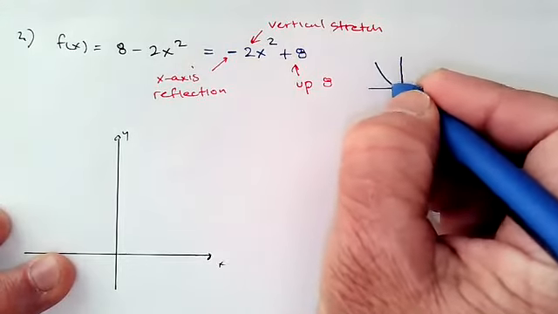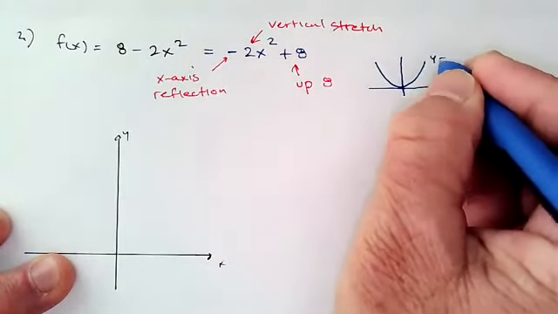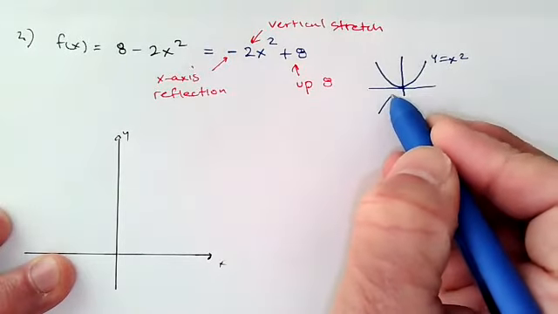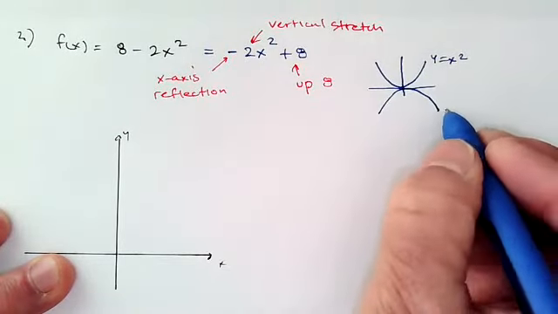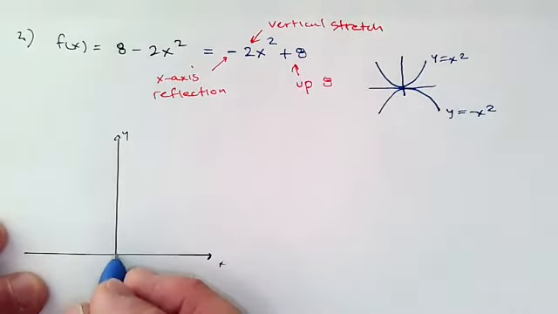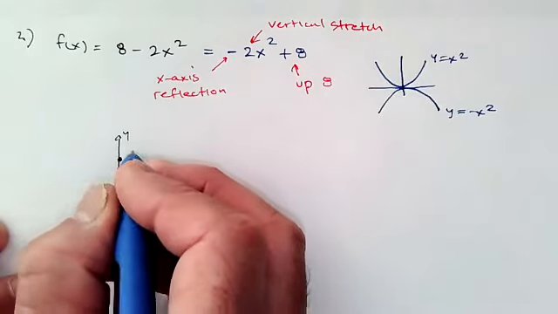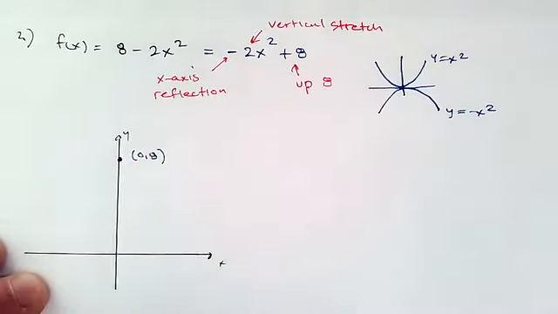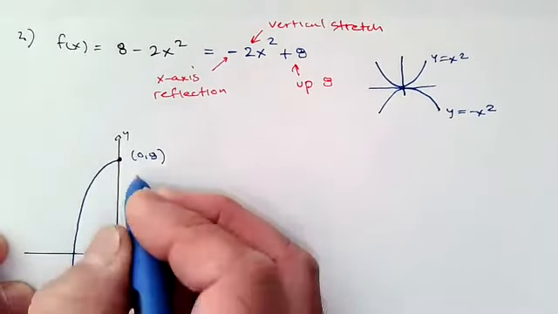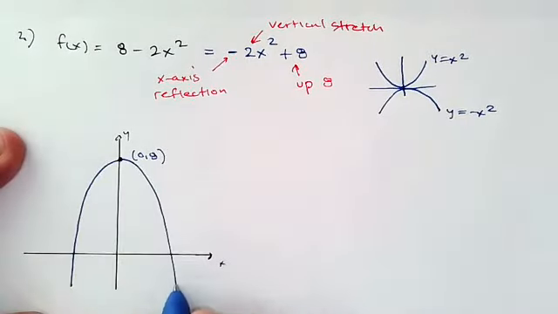Remember, my base graph looks like this. This is y equals x squared. We know it's going to be a reflection, so it's going to look this way. It's going to be an upside down parabola. Raised up 8. So let's just start with that. If it's raised up 8, the vertex is going to be at 0, 8. And it is an upside down parabola. So it'll look like that.